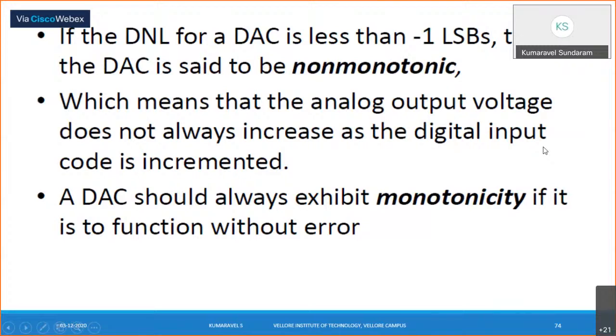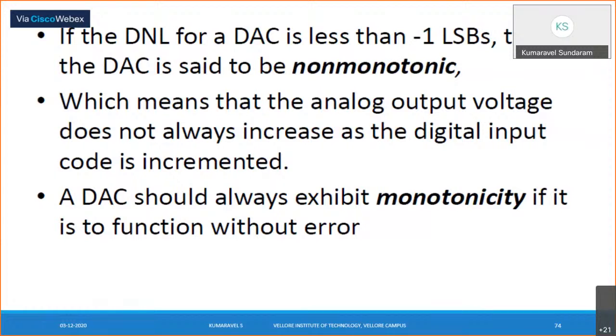If the DNL for a DAC is less than minus 1 LSB, then the DAC is said to be non-monotonic. Non-monotonic means that the analog output voltage does not always increase as the digital input code is incremented. A DAC should always exhibit monotonicity. If it exhibits monotonicity, then we can say that as the level of the digital code increases, the analog voltage also increases.